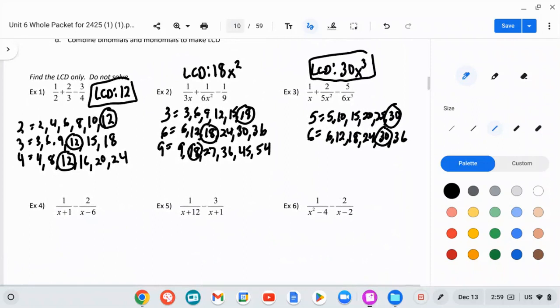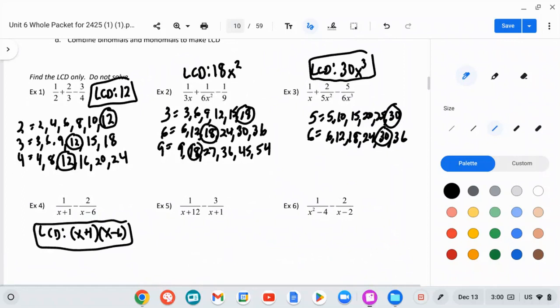So those are the single terms. The next row has binomials. They're a little bit tougher sometimes. But if you just see two different binomials, what's nice about that is that all you have to do is represent each binomial you see, and that's it. So it'd be x plus 1 and x minus 6. And that'd be your LCD.